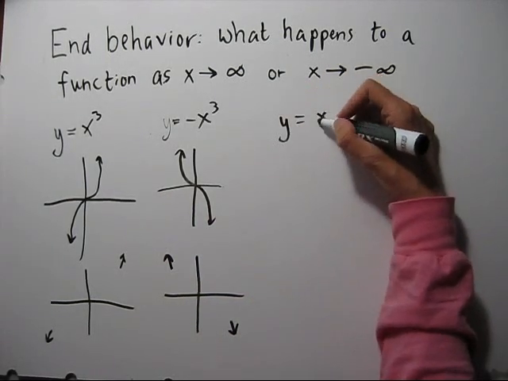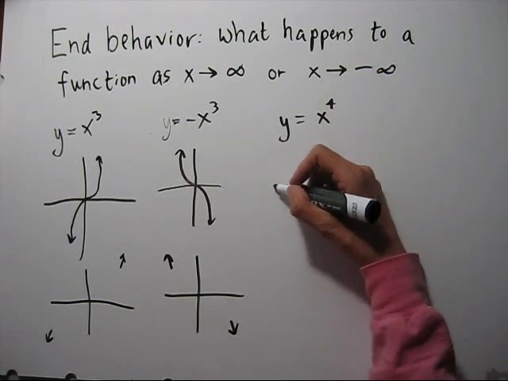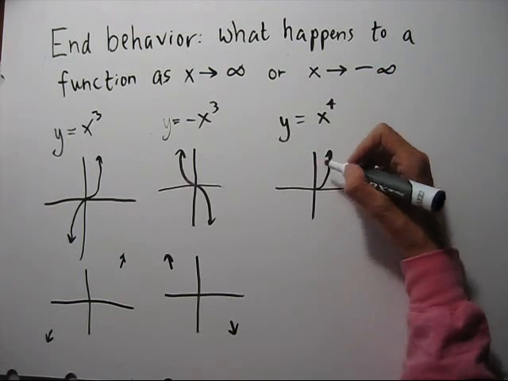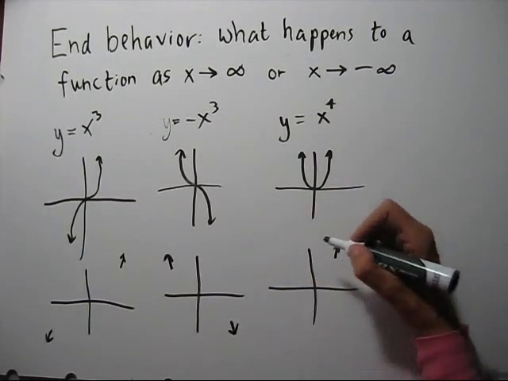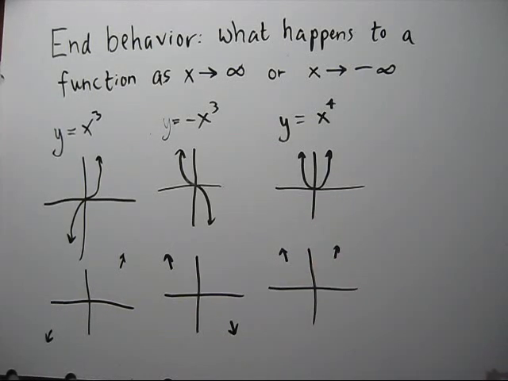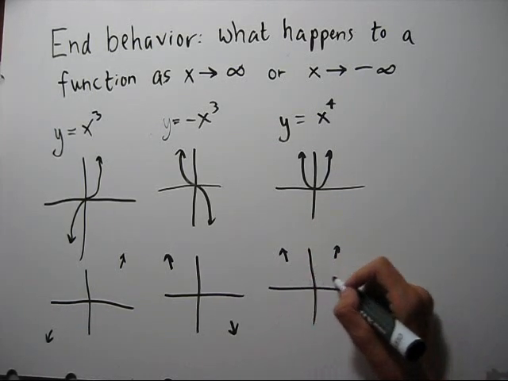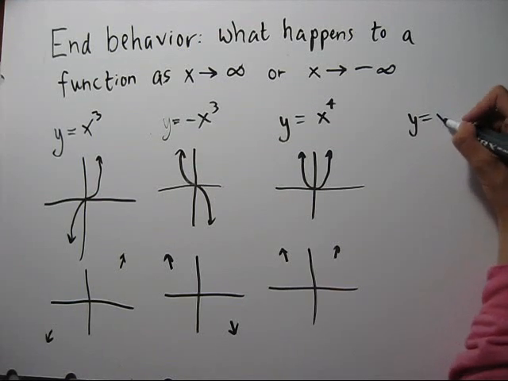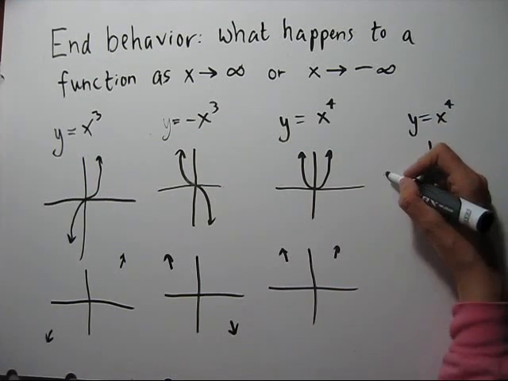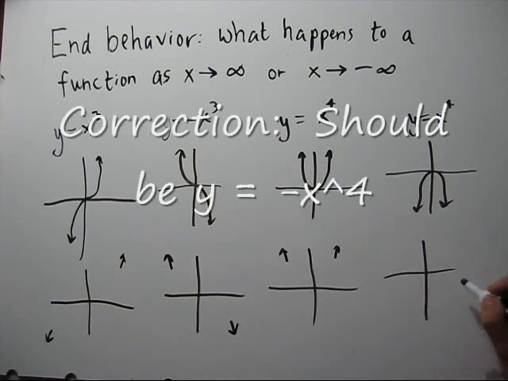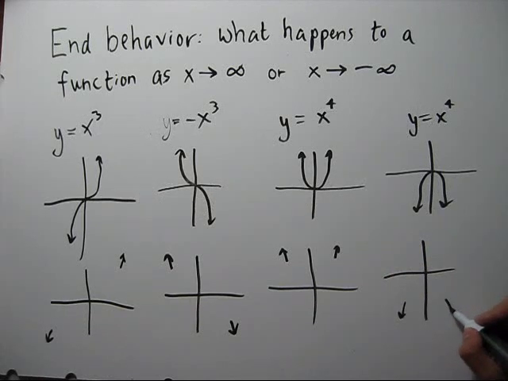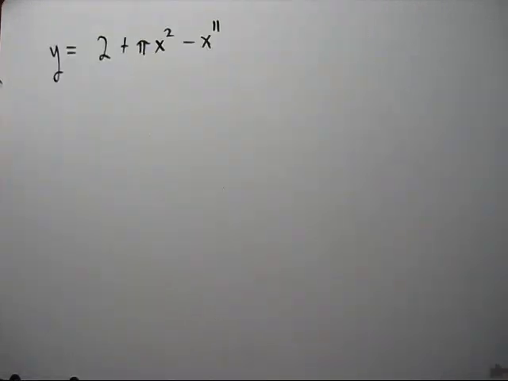Now let's try an even exponent, x to the 4th. That graph looks like this. So our end behavior would be going to positive infinity on both sides. And then if we flip that graph upside down, we have the end behavior that goes to negative infinity.